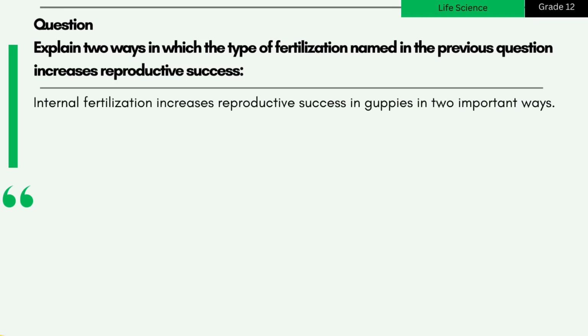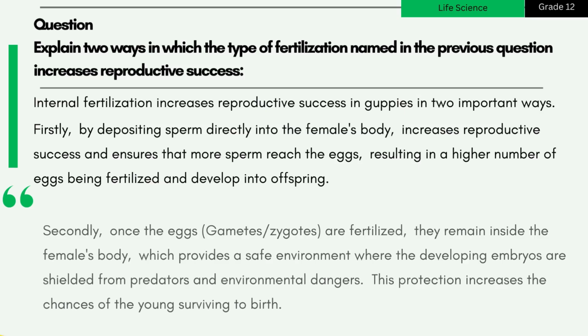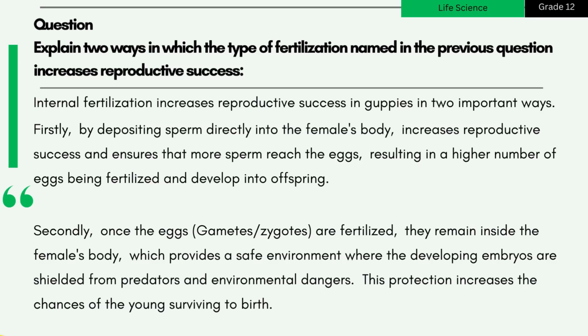Internal fertilization increases reproductive success in guppies in 2 important ways. Firstly, depositing sperm directly into the female's body ensures that more sperm reach the eggs, resulting in a higher number of eggs being fertilized and developing into offspring. Secondly, once the eggs, gametes, zygotes, are fertilized, they remain inside the female's body, which provides a safe environment where the developing embryos are shielded from predators and environmental dangers. This protection increases the chances of the young surviving to birth.